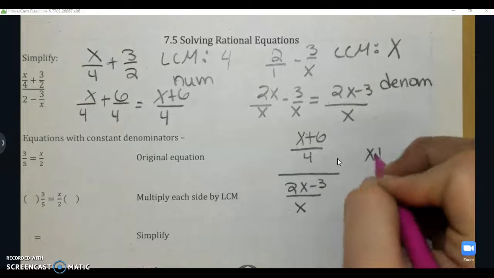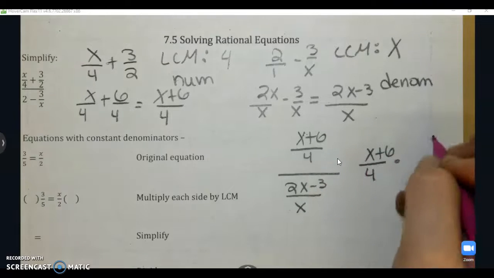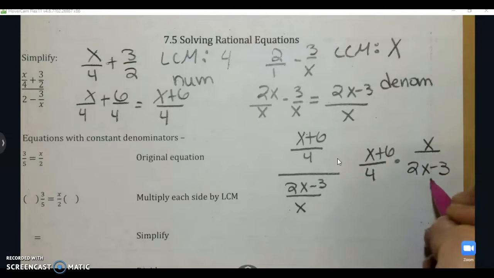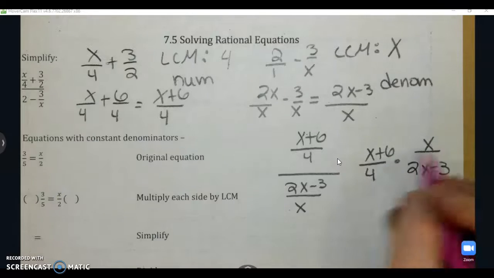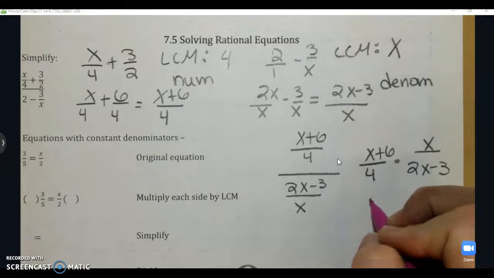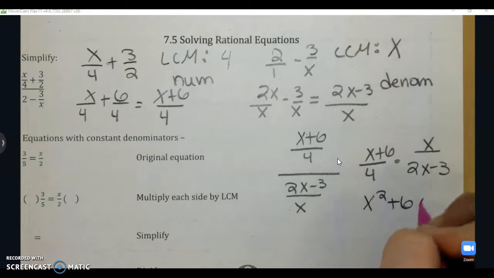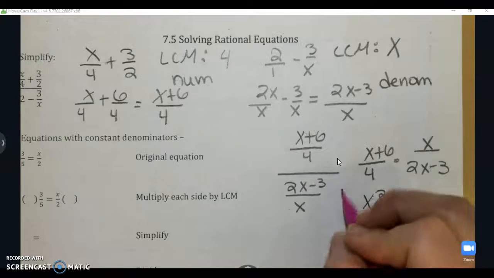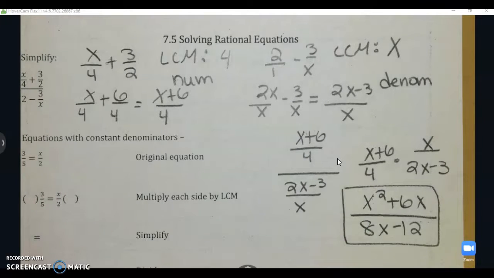So keep, change, flip. There are no factors for me to factor out or cancel, so I'm just going to have to multiply across. So I'll get x squared plus 6x over 8x minus 12. And that's going to be the final simplified complex fraction.